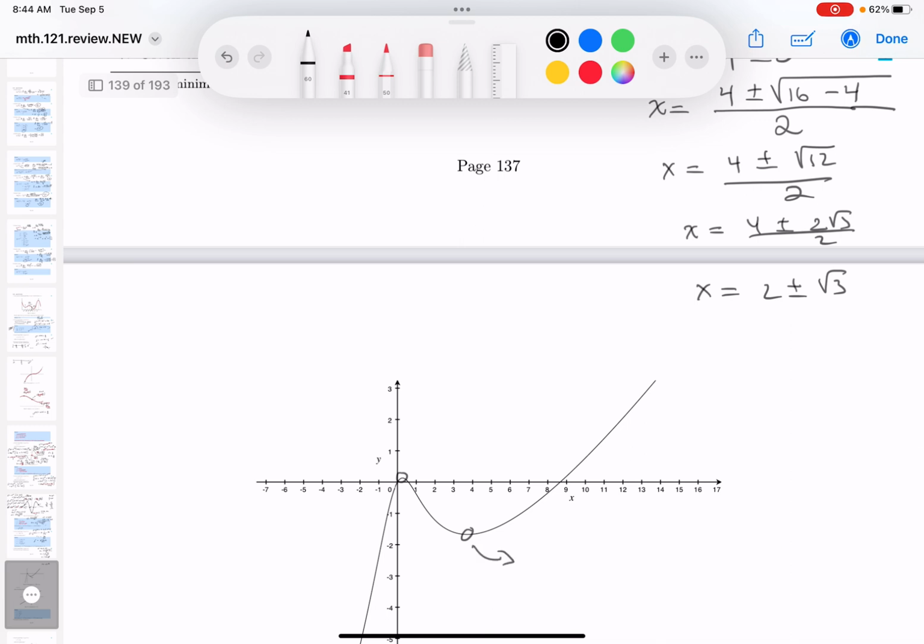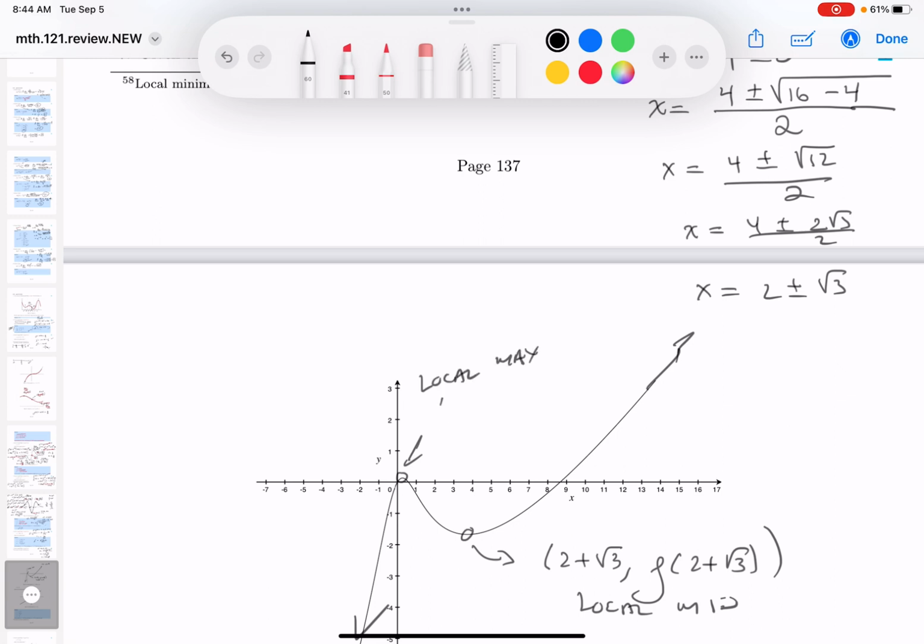So I'll put this point over here. This would be 2 plus root 3, f of 2 plus root 3. This is a local min. Again, this thing goes up like this and down like this forever. This is going to be my local max. And that's going to occur at 2 minus root 3, f of 2 minus root 3.